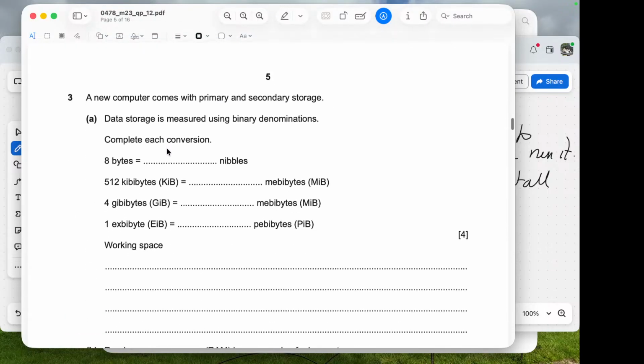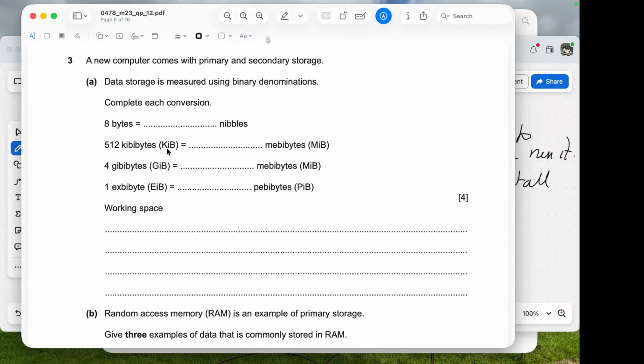Okay, next question. A new computer comes with primary and secondary storage. Data storage is measured using binary denominations. Complete each conversion. So we're using the IEEE method here. So that is with megabytes, petabytes, etc. So see if you can work out any of these before we start looking at the answer.